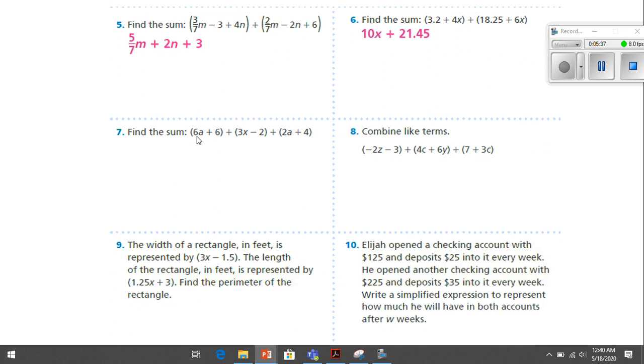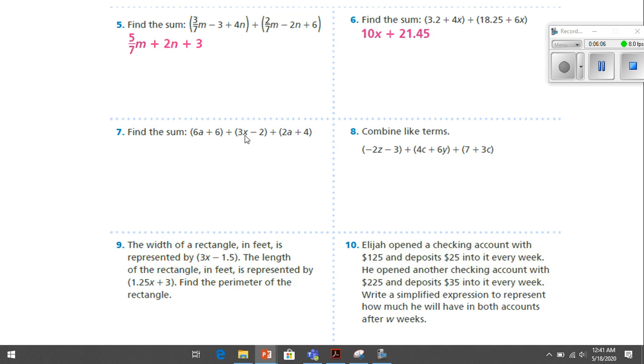Number 7 says we've got 6a plus 6 plus 3x minus 2 plus 2a plus 4. Well, let's group all our a's together first. 6a, and one over here. And that's going to make 6 plus 2, that's 8a. Now we got our numbers, 6, negative 2, and 4. Well, 6 minus 2 is 4, plus 4 is 8. So we know there's going to be 8 in here to go with that 8a.